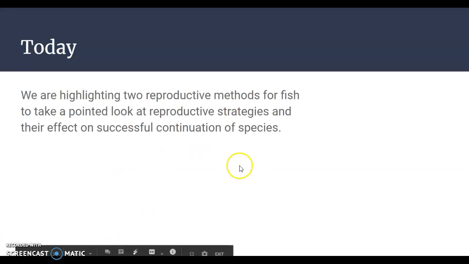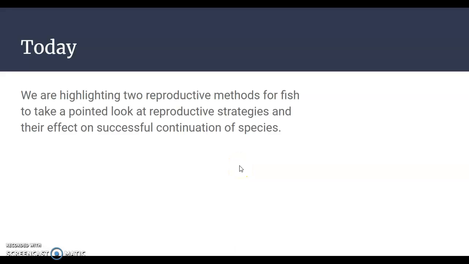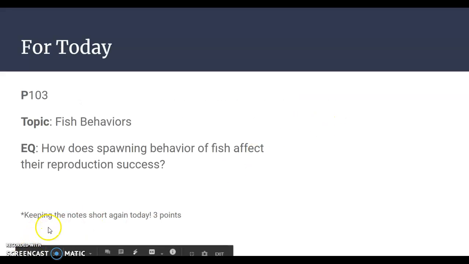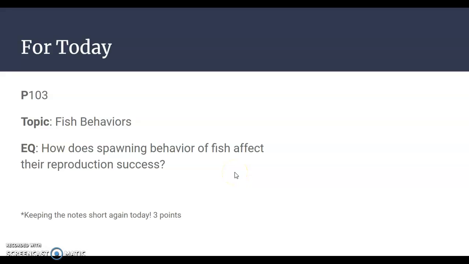So today we're looking at those reproductive strategies and how some of them are adaptations that promote the continuation of species, because the number one most important reason for reproduction is for existence. If organisms cease to reproduce, well, then those organisms cease to exist on our planet. It's one of those necessary life functions. So fish spawning is our focus for today.